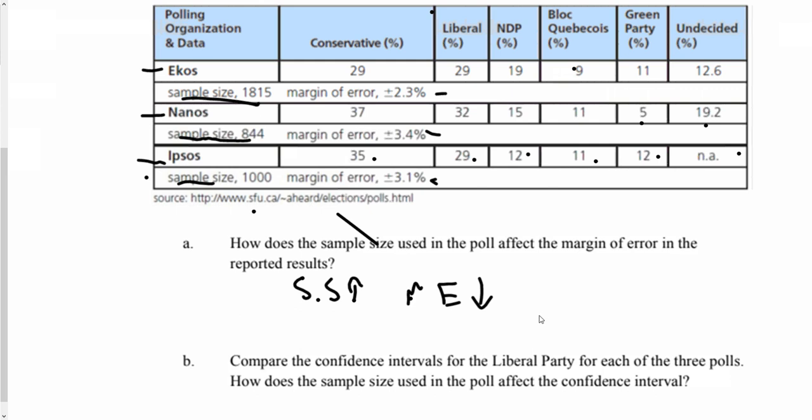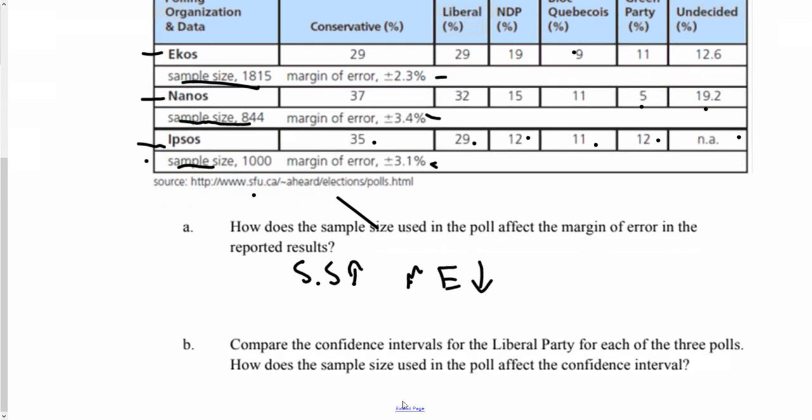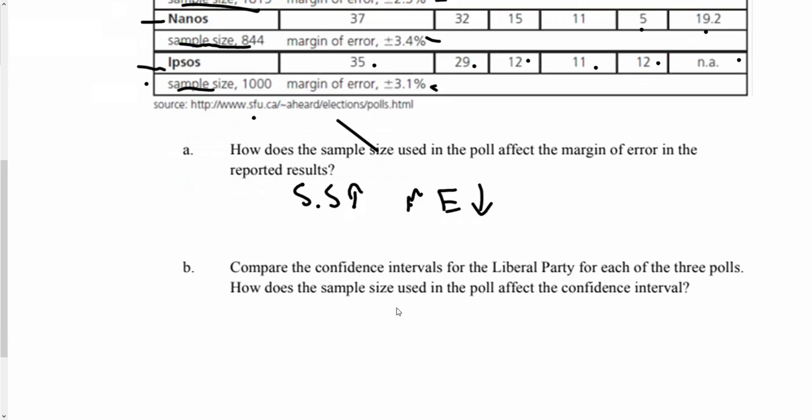Let's compare the confidence levels for the Liberal parties for each of the 3 polls. How did the sample size used in the polls affect the confidence levels? If we look at the Liberals, the first one was 29%, plus or minus 2.3. That was from the Ecos poll. So my range there is going to be anywhere from 26.7 to 31.3.